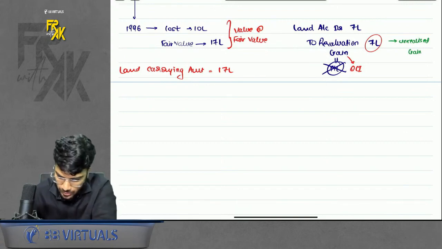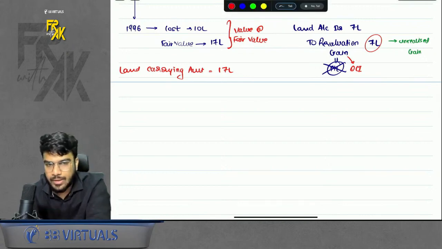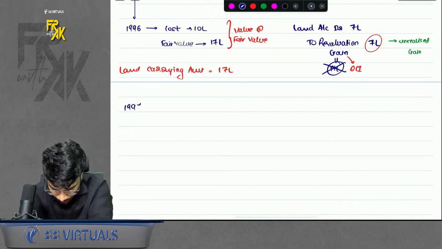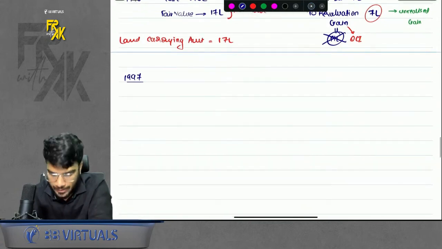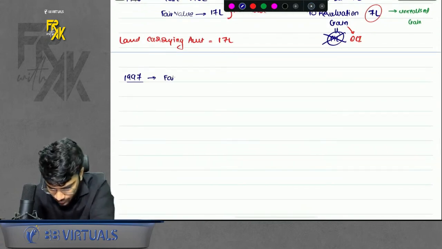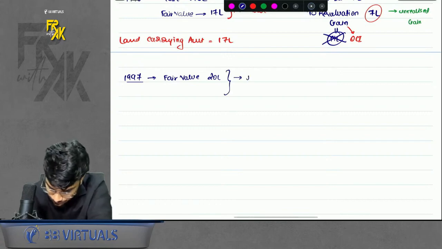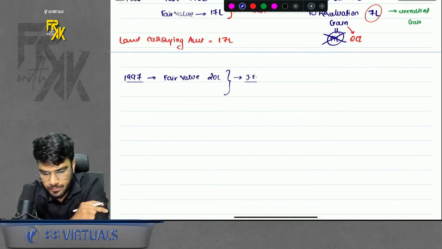Okay, let's proceed. Now let's take this example further to next year. Now you will try to answer it. Let's say we are going in the year 1997. Now our fair value is 20 lakhs. I want every one of you to try to pass a journal entry now.